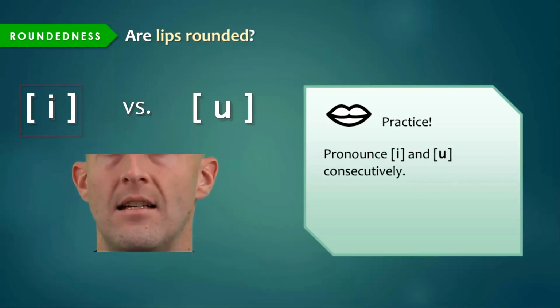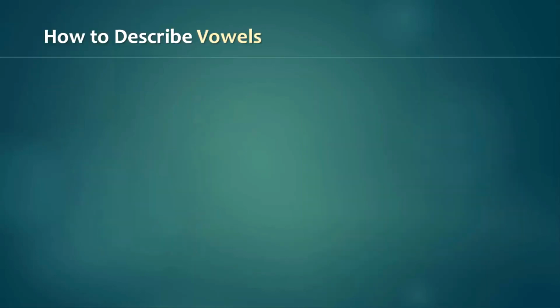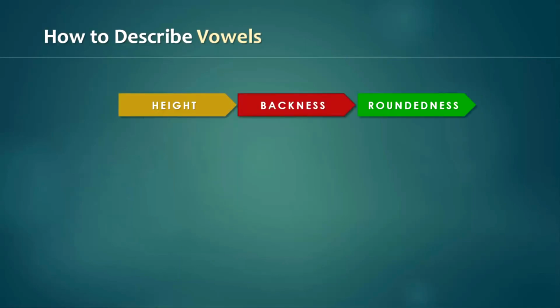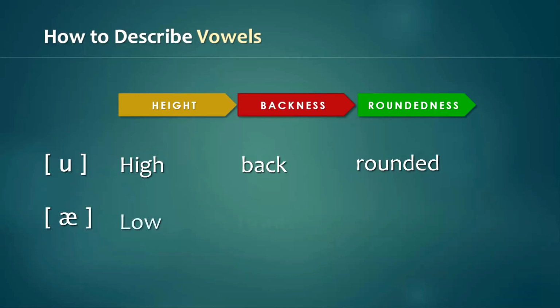E, Oo, E, Oo. Just like with consonants, there is a specific order that linguists use when describing vowel sounds. It is height, then backness, then roundedness. For example, Oo is a high, back, rounded vowel. A is a low, front, unrounded vowel.